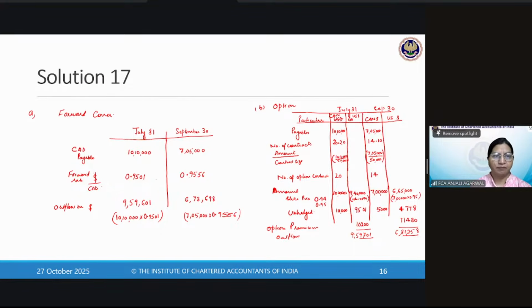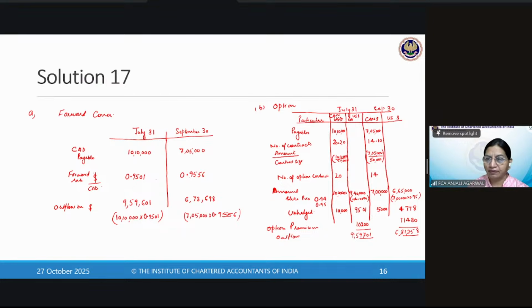So this is perfect cover, 100% covered. Nothing is left unexposed. Nothing is left unhedged. And the outflow will be 959,601. Here the outflow would be 6,73,698. While under option cover, the outflow is slightly more, just about 100 more here and something around 8,000 more here, 8,000. So our final solution says forward cover is giving us less outflow in terms of dollar outflow, right?